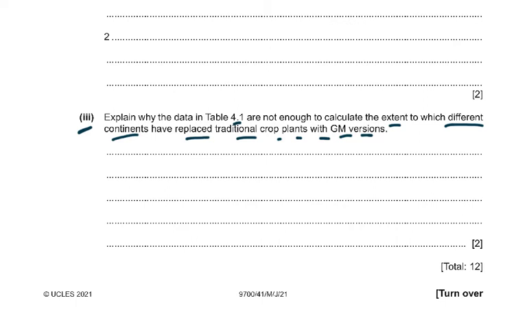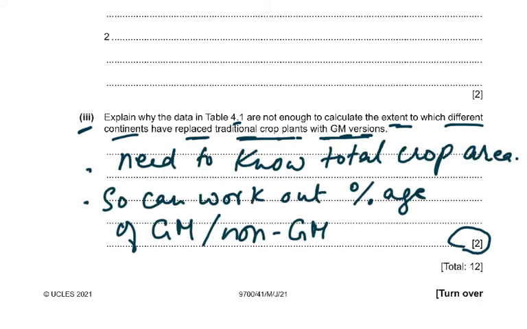Explain why the data in table 4.1 is not enough to calculate the extent to which different continents have replaced traditional crop plants with GM versions. And this was 2 marks. So just a very easy way to word it: need to know total crop area, 1 mark. So can work out percentage of GM or non-GM crops.